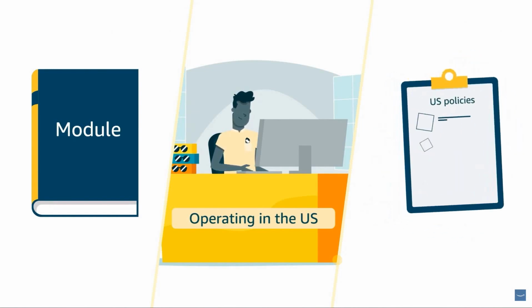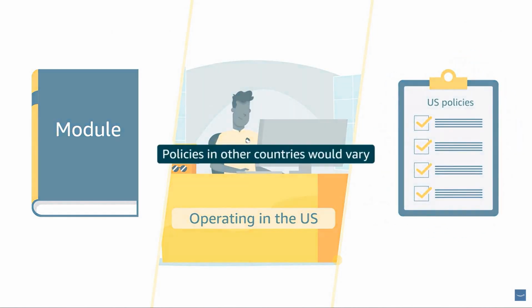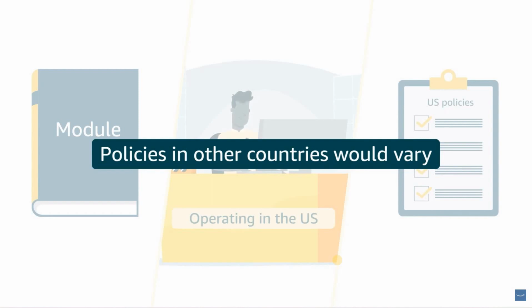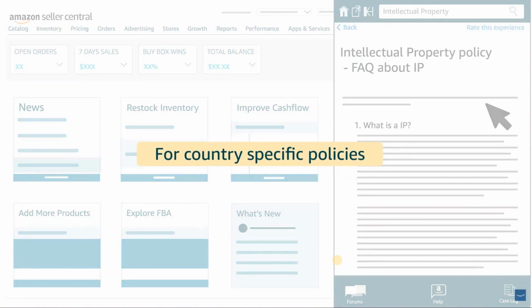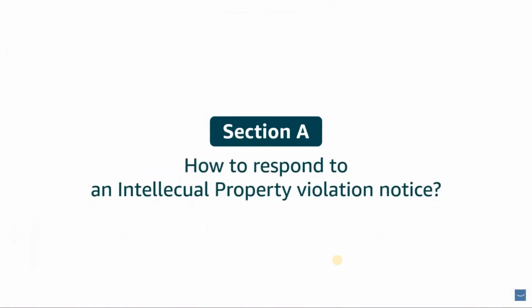Keep in mind that this module was developed specifically for sellers operating in the U.S. and provides an overview of U.S. policies. Policies in other countries would vary. Refer to the intellectual property help pages for country-specific policies. Let us first cover how to respond to an IP violation notice.